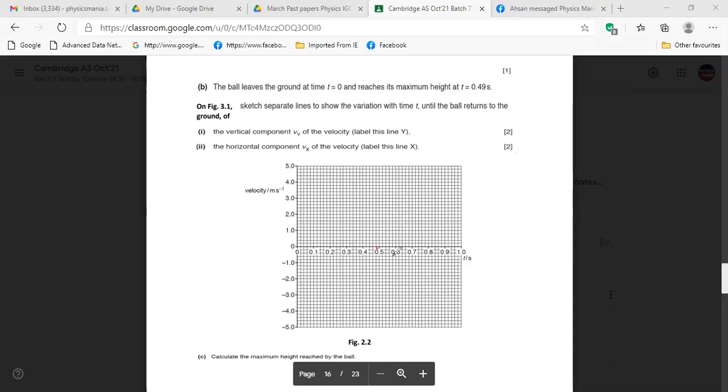You first get here 0.49 with your pencil. Then here you get 0.48. Then you draw one straight line till here. You check that when it reaches this side, also here it is 0.48. So you draw one straight line from here to here quickly, and label it as Vy.